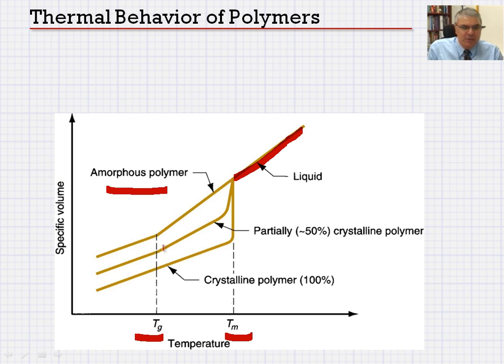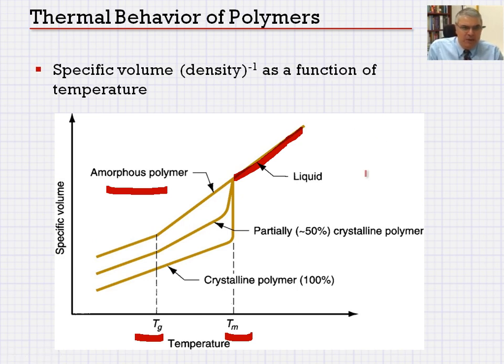In this region between T sub G and T sub M, we can have partially crystalline polymer, and we can have 100%, well, a little bit slightly below 100% crystalline polymer. And that would also mean that the specific volume would also be different. So as you can see, temperature plays a very important role here.